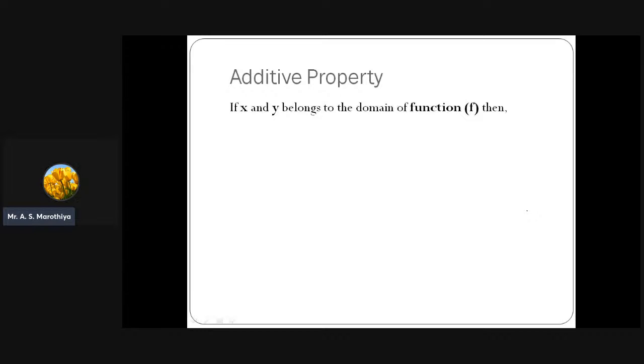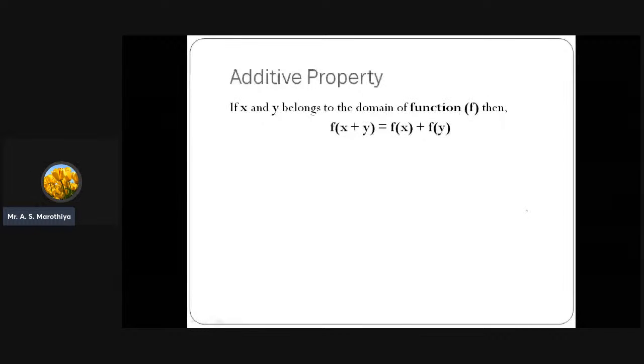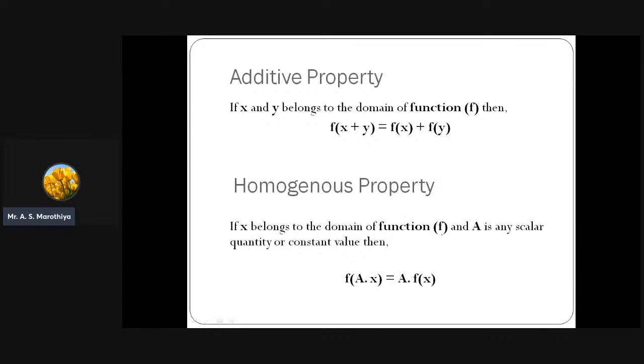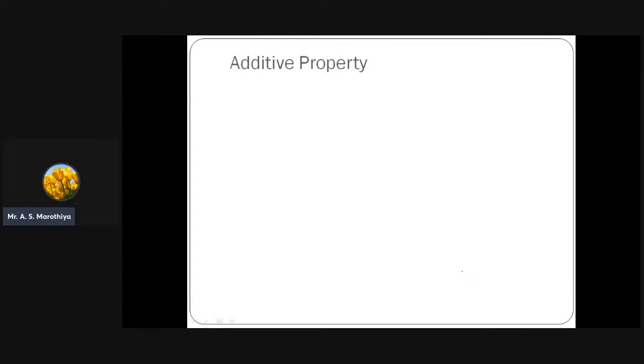Suppose we have x and y which belong to the domain of function f. Then if x, y are additive, we can write that in this particular equation: f of x plus y is equal to f of x plus f of y. In the same way, suppose we have x that belongs to the domain of function f and we have another scalar quantity or constant value, say capital A. Then this is said to be homogeneous if f of a times x is equal to a times f of x. If these two equations are mathematically satisfied, we can treat that particular function as obeying the additive property and homogeneous property simultaneously. Hence we can treat that particular system as a linear system or a linear function. Now let us discuss the physical significance of this. What is the meaning of additive property in terms of a system?